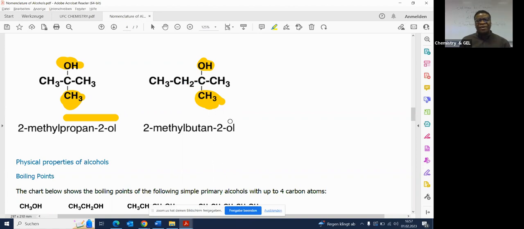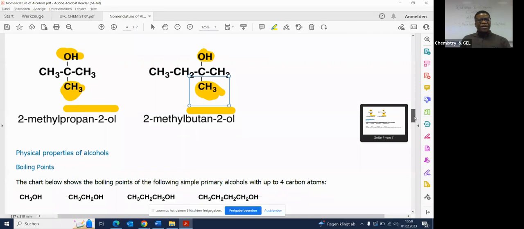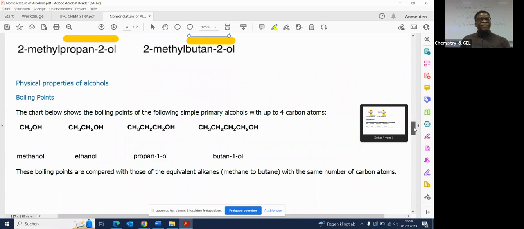And the parent name, you start with here, okay? From butane, 1, 2, 3, 4, butane. But let's position the OH: butane-2-ol. Then where is the position of this group here? 1, 2, 2-methyl. This is a methyl group. And you've got what is called 2-methylbutan-2-ol, or 2-methyl-2-butanol, which is the same. Very interesting. Now, you don't have to worry about physical properties of alcohols. We're going to come to that. We are on the nomenclature.